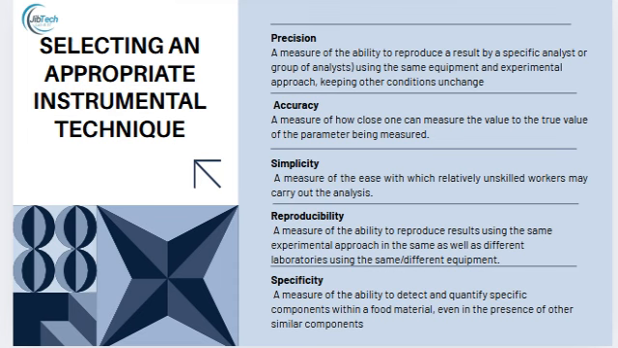Accuracy is a measure of how close one can measure the value to the true value of the parameter being measured. All right, so what this is saying is, a true value is the outcome of what you're expecting to be the outcome. For example, we have what we call standard weight. I think that will make the explanation more clear.